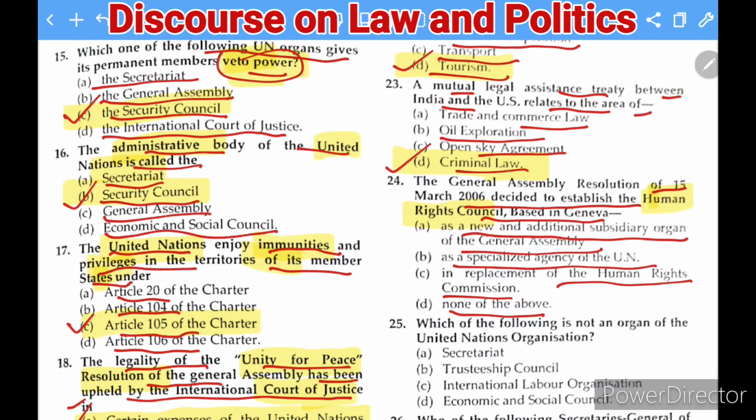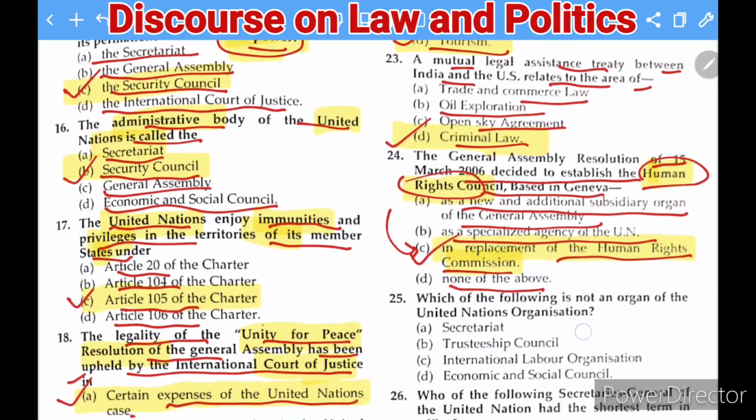Okay, so you all need to know the Human Rights Council, which is a body. It was created as a. So the options which are given here, my dear friends, I want to tell you, when this body was constituted in 2006, it was created in the replacement of the Human Rights Commission. So now there is no more Human Rights Commission, which was a body of the General Assembly of the United Nations. Now this body, the Human Rights Council, has replaced this one, and therefore it is in replacement of this. So option C is correct here.